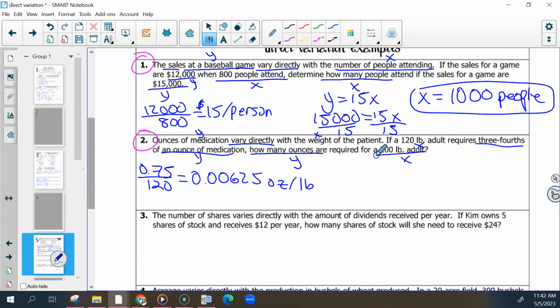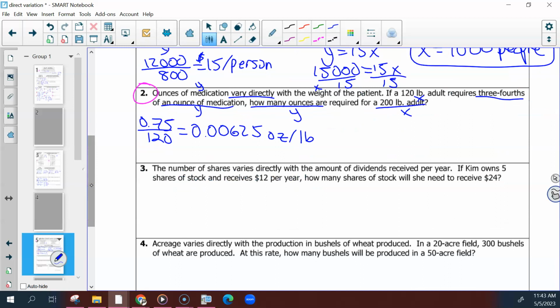Earlier, someone divided incorrectly and we got 90. And you have to kind of think about, would 90 make sense? 90 ounces per pound, like think about how much you weigh. And if you took 90 ounces of medication for every pound you weigh, it'd be a lot. So think about, does it make sense or not? Because you may have done it wrong. Okay, so we have our k value, y equals 0.00625 x. We are looking for y, so put in 200 and figure out what that is.